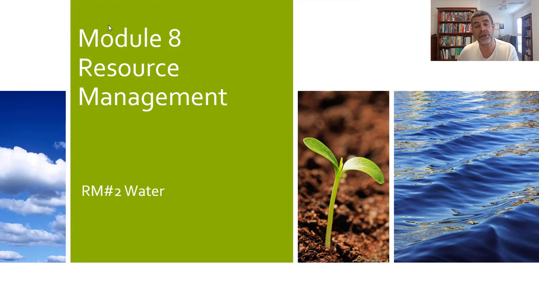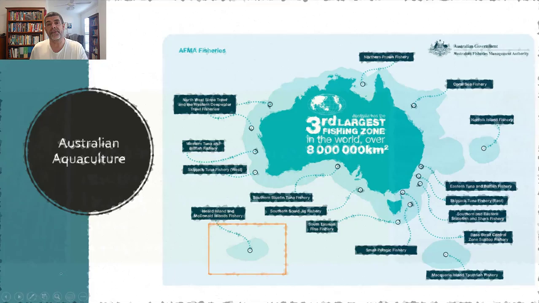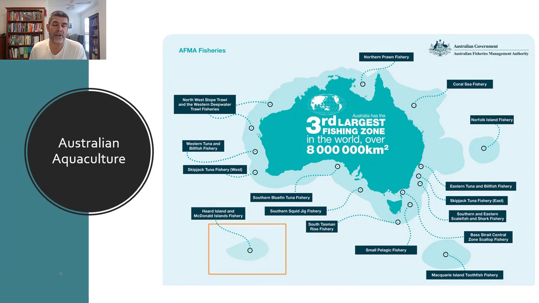This is video number 2, and we're going to have a look at another very important renewable resource, water. This time again we're going to be identifying Australian renewable resources and where they're located, but particularly we're going to be looking at water. In the previous video we had a little bit of a look at agriculture and also a little bit of a look at aquaculture as well.